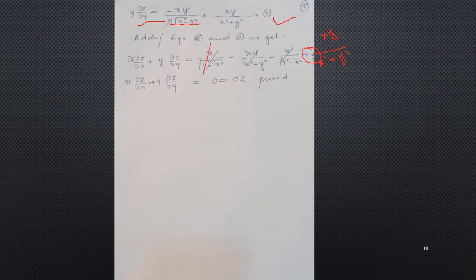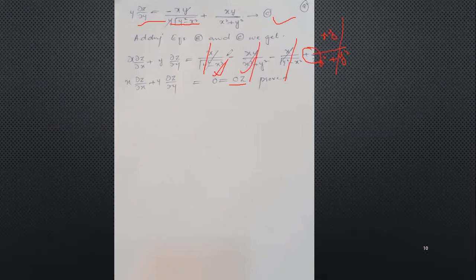This is x divided by under root of y square minus x square, positive, and this same term is negative. X into y divided by x square plus y square, negative term, and the same term we have positive, so they cancel. So after that, on the right side we get 0, or say 0z. 0z or 0 are the same thing. So we proved Euler's theorem, that the degree of the given function is 0, and 0 multiplied by z.